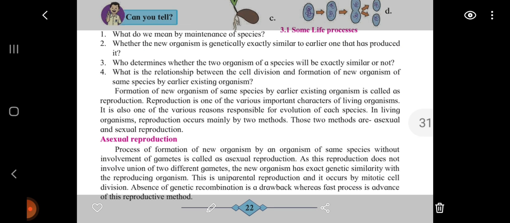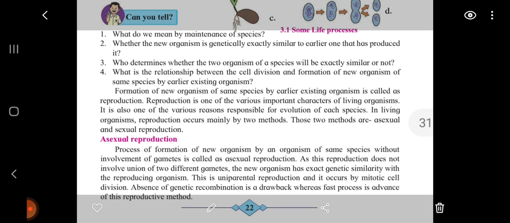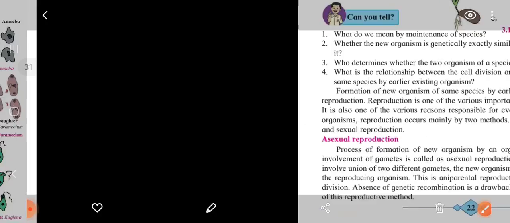An absence of genetic recombination is a drawback. Okay, so genetic recombination does not take place, it's a drawback, whereas fast process, this process takes place very fast, is an advantage of this reproductive method. Okay, one of the plus points you can say for this method is it takes place very fast, and absence of genetic recombination is a drawback. So we get no genetic variation in this type of reproduction.